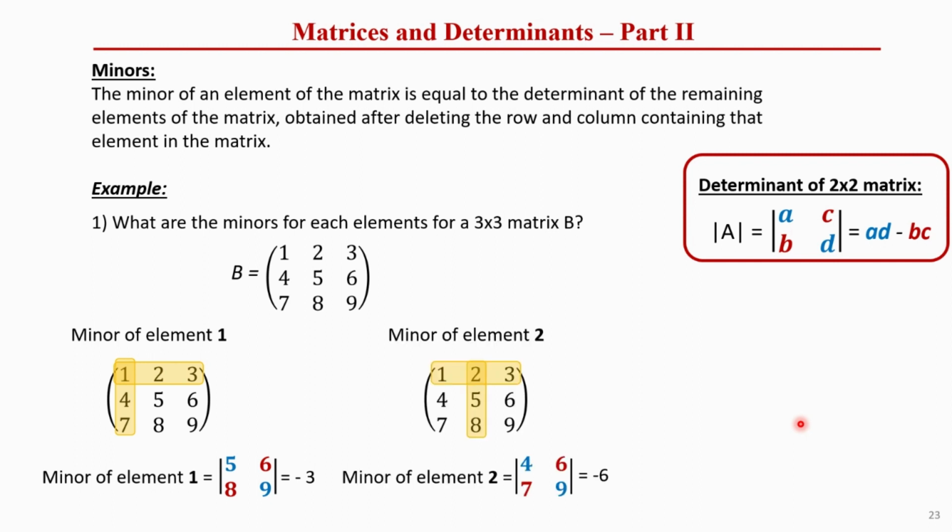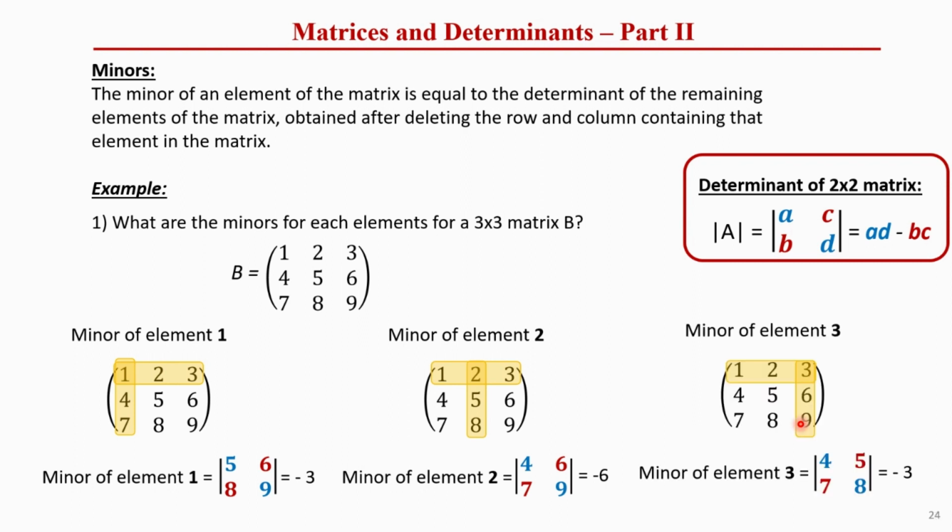Similarly, to find the minor of element 2, we delete the row and column containing element 2, which are basically the first row and second column. And we are left with a 2 by 2 matrix, where 4, 6, 7, 9 are the elements. And we can calculate the determinant of that 2 by 2 matrix. Turns out the determinant is -6. So the minor of element 2 is -6.